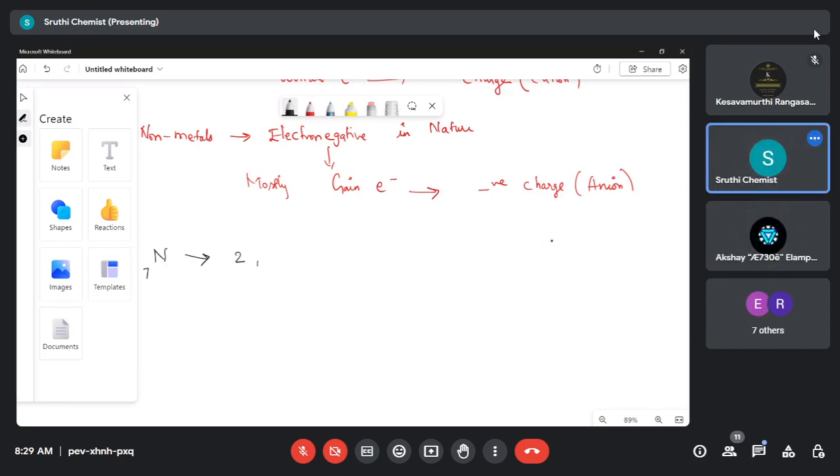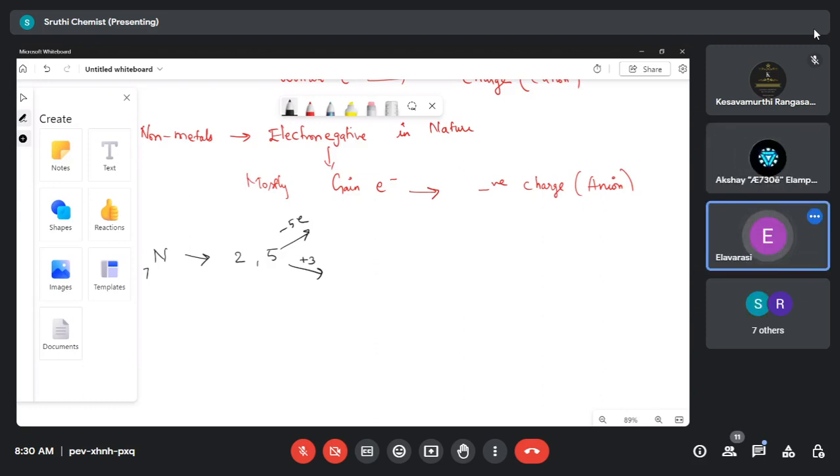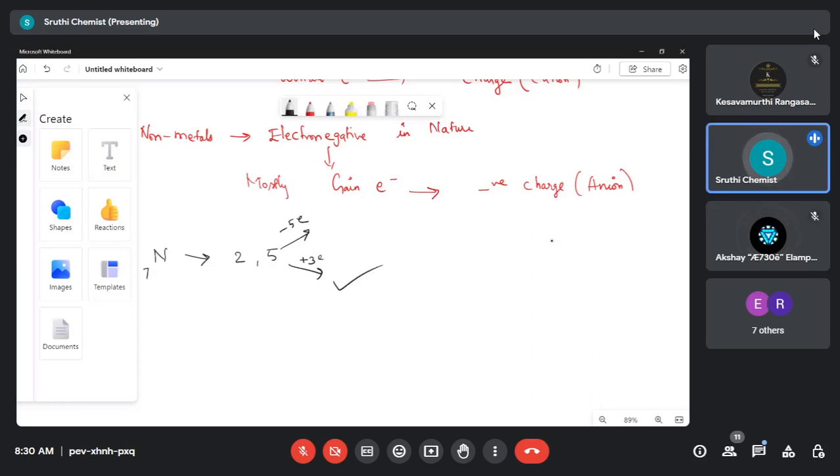So either the nitrogen should donate the 5 electrons so that the first shell is completely filled and it becomes stable, or the nitrogen has to accept 3 electrons, either minus 5 electrons or plus 3 electrons. So which is an easier path? Plus 3 electrons. It will not mostly prefer to donate 5 electrons. The easier path is plus 3 electrons.